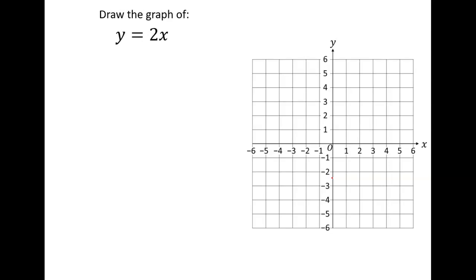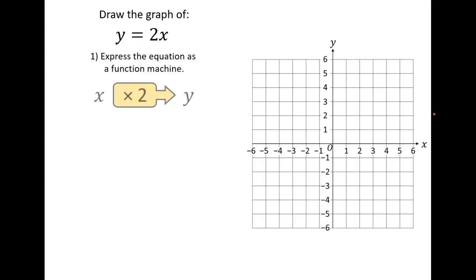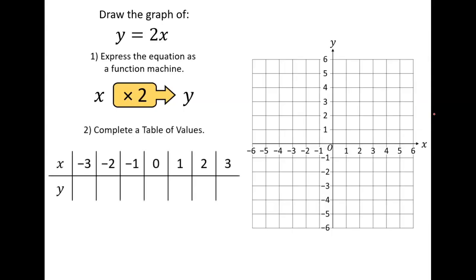So let's try one where we don't have anything being added or subtracted, but it's actually being multiplied. My equation now is y equals 2x, express it as a function machine. You don't have to do this step, it's just to get you used to it. So whatever my value for x is, I'm going to multiply it by 2, and that's going to spit out y. So we're going to start with our table of values just like we did.